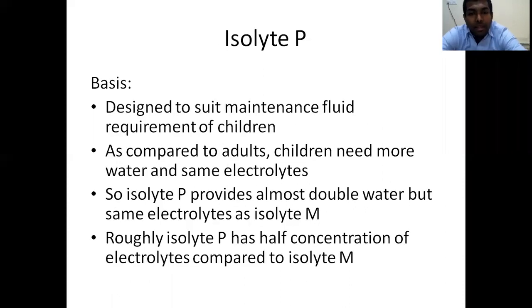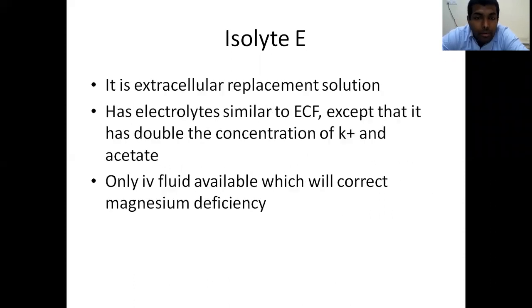What is Isolyte P? This was designed to meet the maintenance fluid requirements of children. Now as compared to adults, children need less electrolytes and more water. So Isolyte P provides double the water but the same electrolytes as Isolyte M. Once again, Isolyte P has half the concentration of electrolytes compared to Isolyte M, giving double the water.